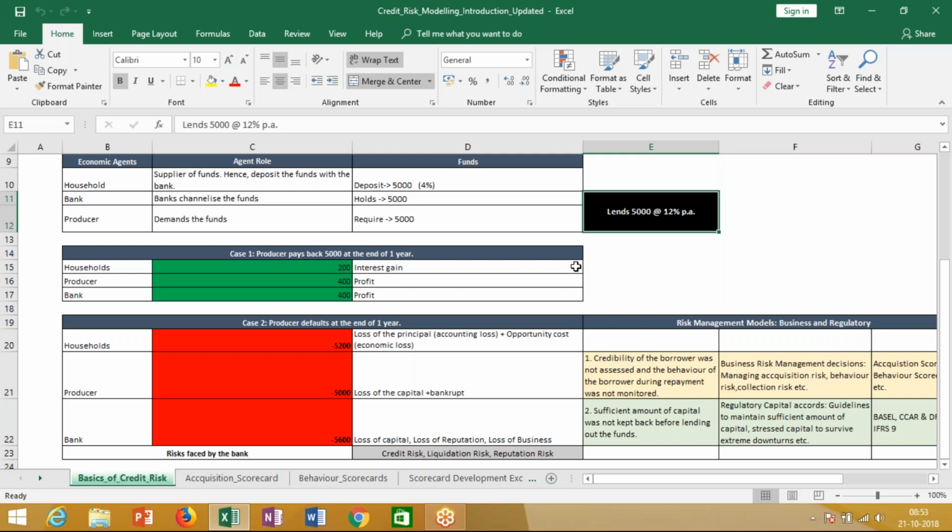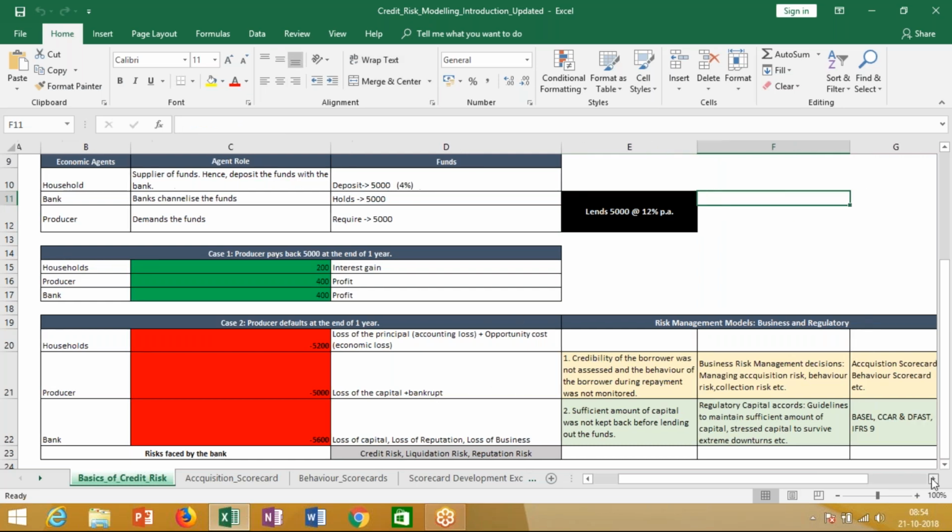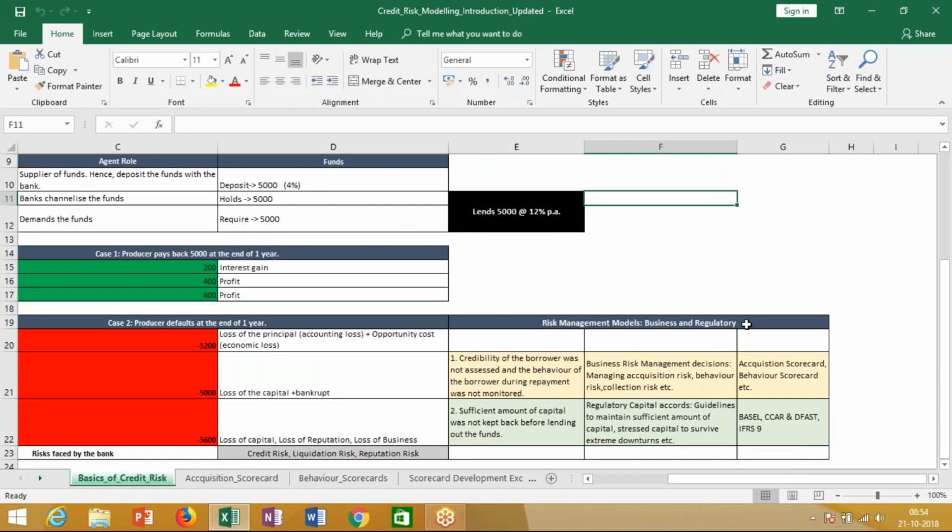So this example set out the two broad questions that we were trying to answer as a part of this module. One part was to assess the importance of the risk scorecards, and the second was the importance of regulatory capital management, the regulatory capital accords that we had. This is where the module gets bifurcated into two broad areas. While we try to answer the first question, we talk about the acquisition scorecards and the behavior scorecards and their respective role in managing risks. That's the first part of the module.